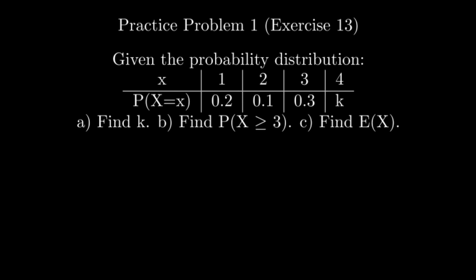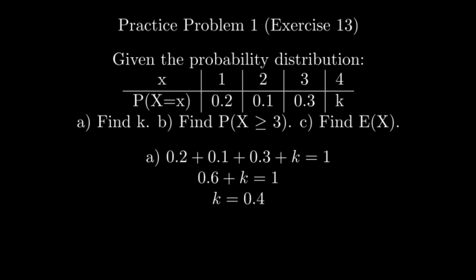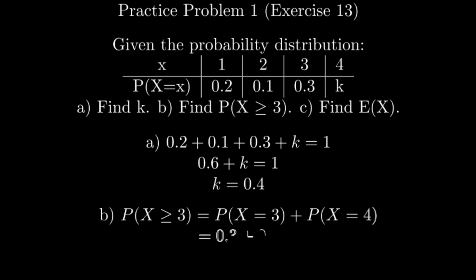Part A, find k. Remember, the sum of probabilities must be 1. We add the known probabilities: 0.2 plus 0.1 plus 0.3 equals 0.6. So 0.6 plus k must equal 1, which means k is 0.4. Part B, find the probability that X is greater than or equal to 3. This means X can be 3 or 4. We add the probabilities for X equal 3 and X equal 4. That's 0.3 plus our newly found k, which is 0.4. The result is 0.7.